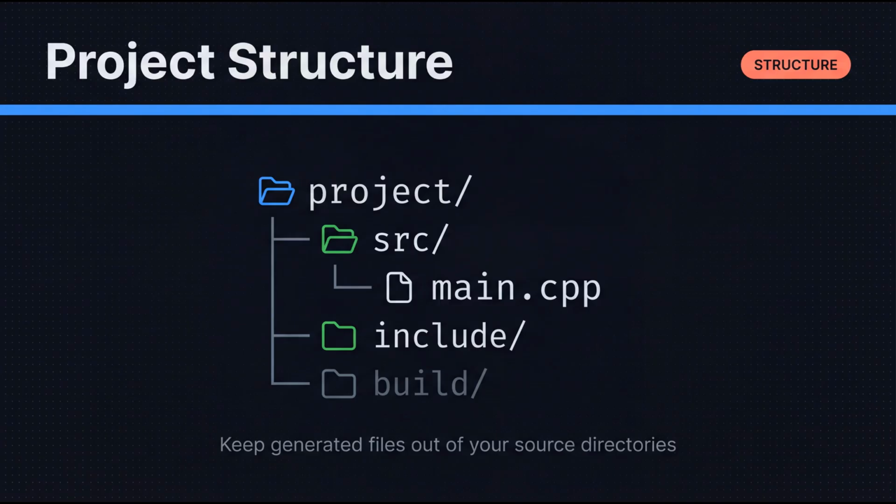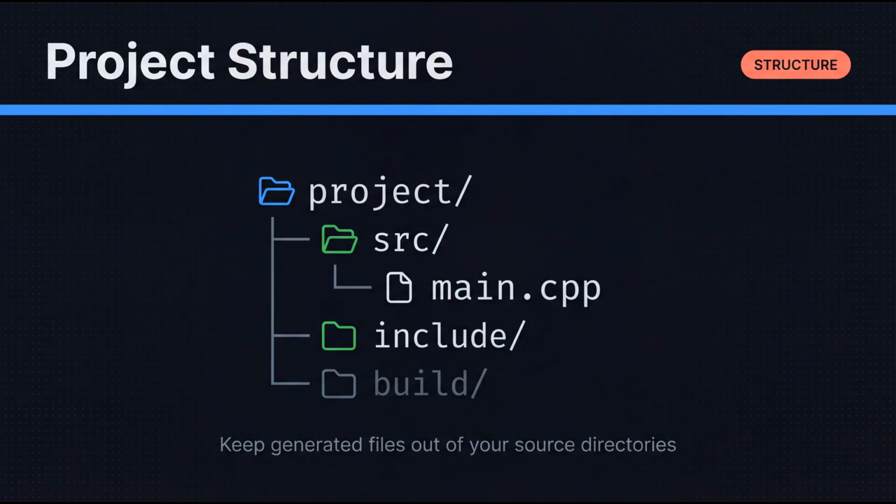Putting everything in one file works for toy programs. As soon as you have more than one concept, you need structure. Here's a layout that scales. At the top level, your project directory. Inside it, 3 folders. src, where all your .cpp source files live. This is what you write and edit.